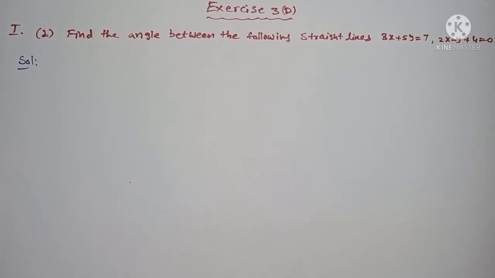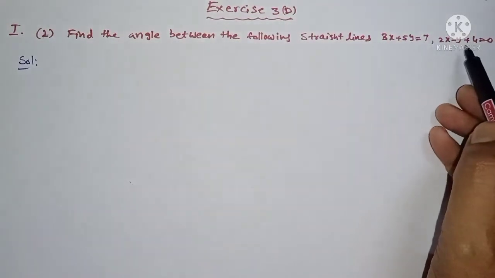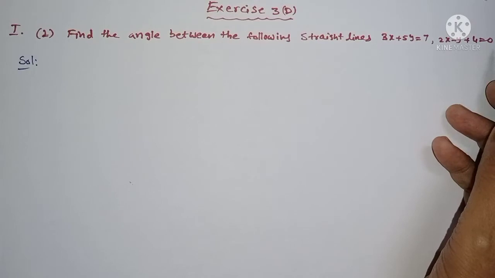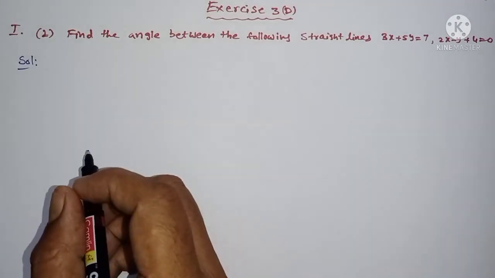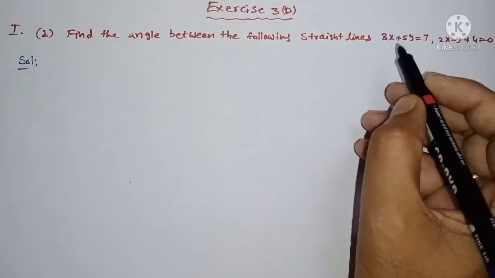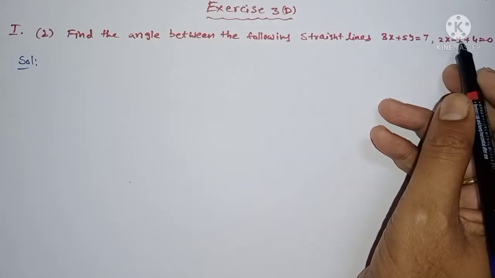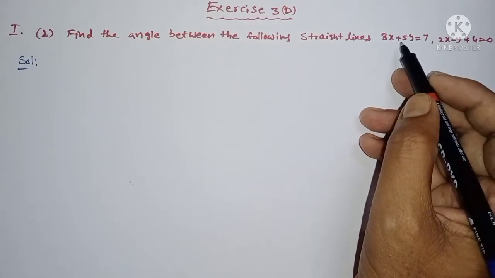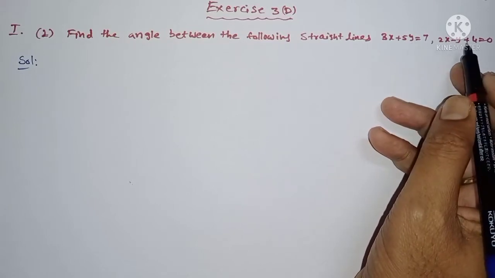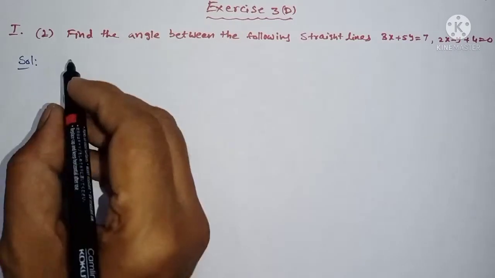Find the angle between the following straight lines: 3x + 5y = 7, 2x - y + 4 = 0. You have the formula for the angle between two lines, cos theta. Given the straight lines in standard form, you write and find out a1, b1 and a2, b2, substitute in the formula, and you get the answer.